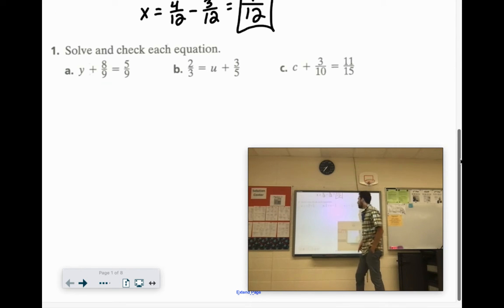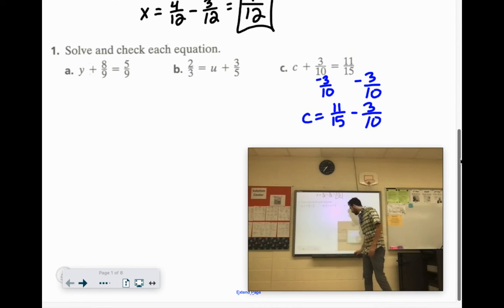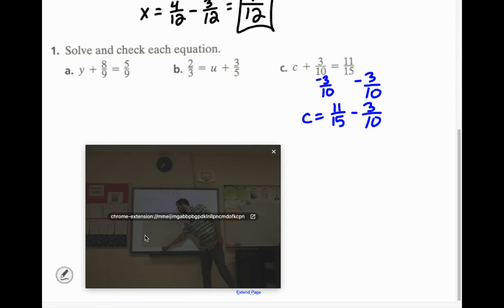Let's try one more of these ones. We'll try C here. So we have to get rid of plus 3/10. So you know we're going to subtract it. So C is going to equal whatever 11/15 minus 3/10 is. Now we need a common denominator. So 15 and 10 I know both go into 30.